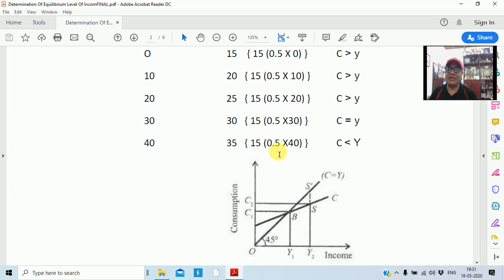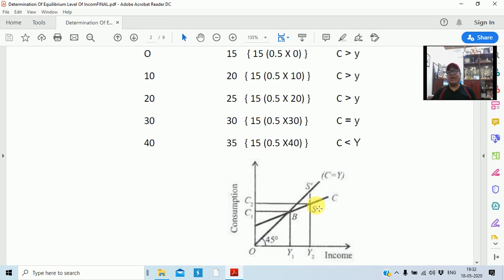And after this, what happens? Income is more than consumption. See here, this is your income line and this is your consumption line. Income is more than consumption. Once again, I am explaining the consumption function with the help of the diagram. We know even at 0 level of income, consumption can't be 0. That's why the consumption function starts from some point on the y-axis.